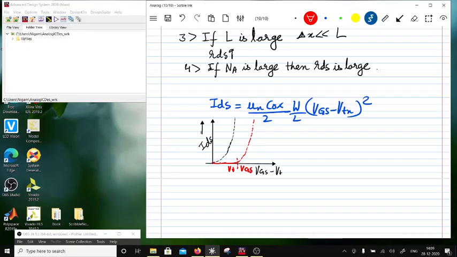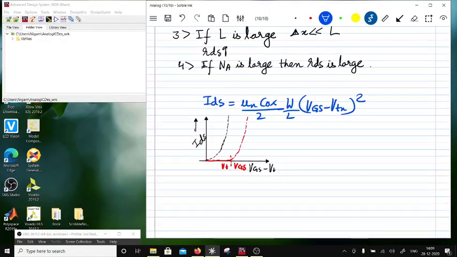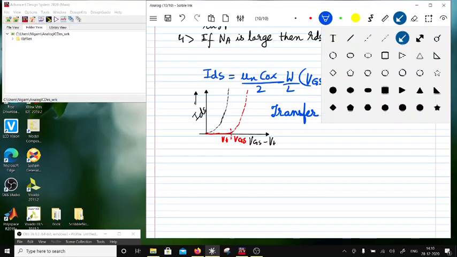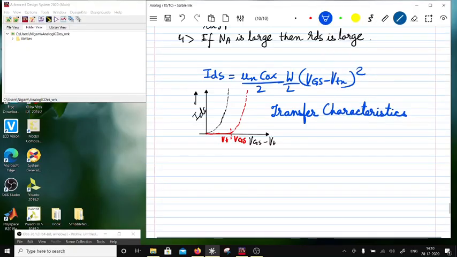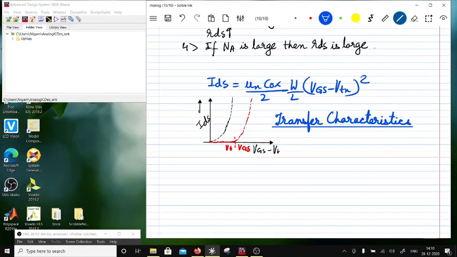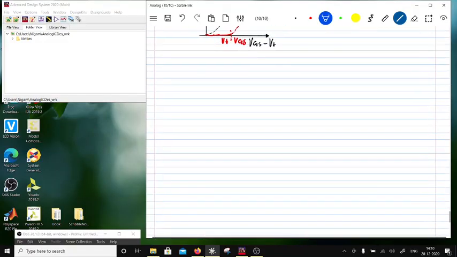So this would be called the transfer characteristics. So that is output characteristics, and this is going to be transfer. Okay. So what do we learn from this output characteristics and transfer characteristics? Little more into transfer characteristics. Okay. Let's draw this again on this page.